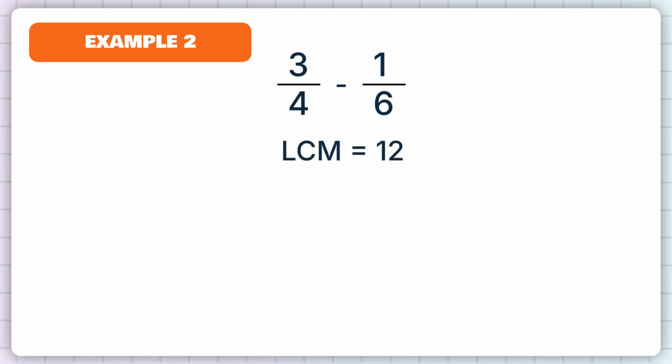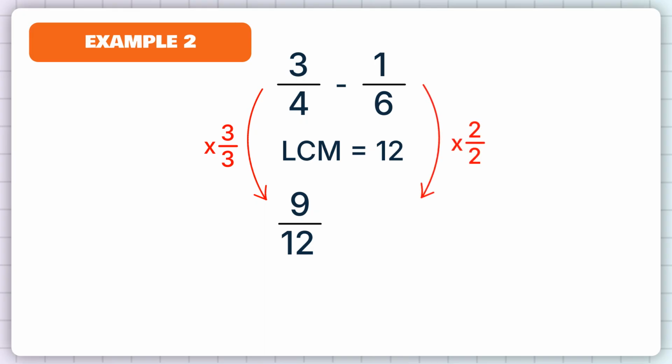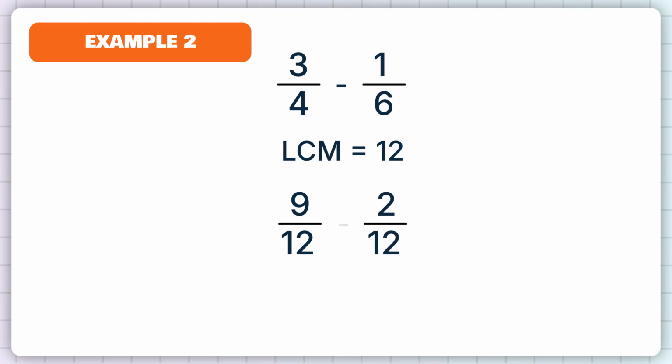Now let's tackle a more common scenario where the denominators are different. 3 over 4 minus 1 over 6. First, we need to find a common denominator. The lowest common multiple of 4 and 6 is 12. We convert each fraction so 12 is the denominator. 3 over 4 multiplied by 3 over 3 gives us 9 over 12. 1 over 6 multiplied by 2 over 2 equals 2 over 12. Now, we subtract the fractions with the same denominator. This gives us the final answer of 7 over 12.